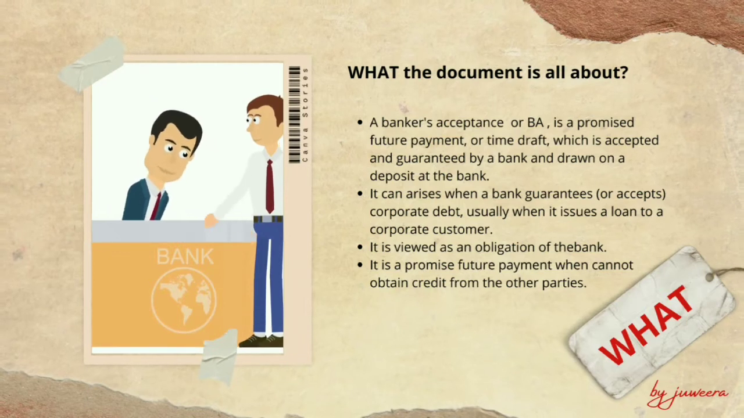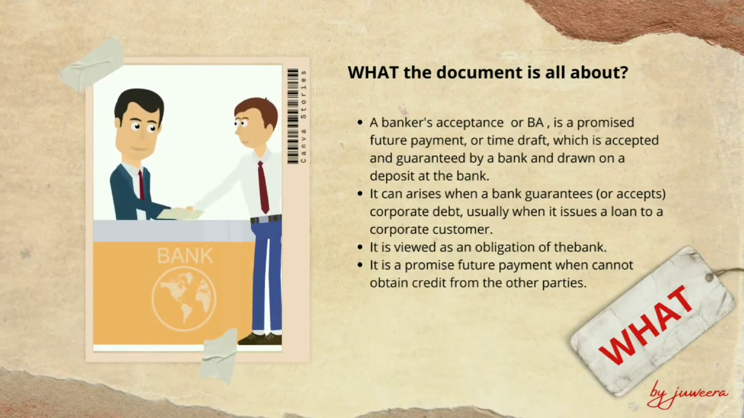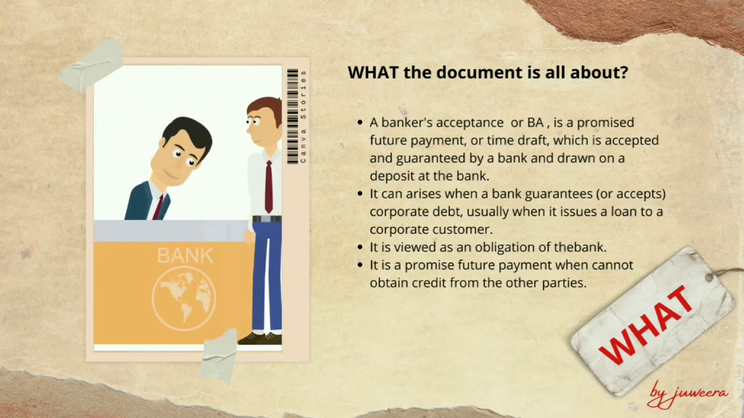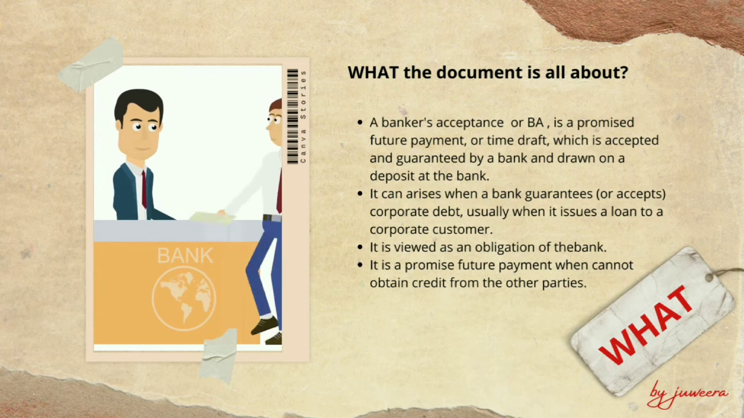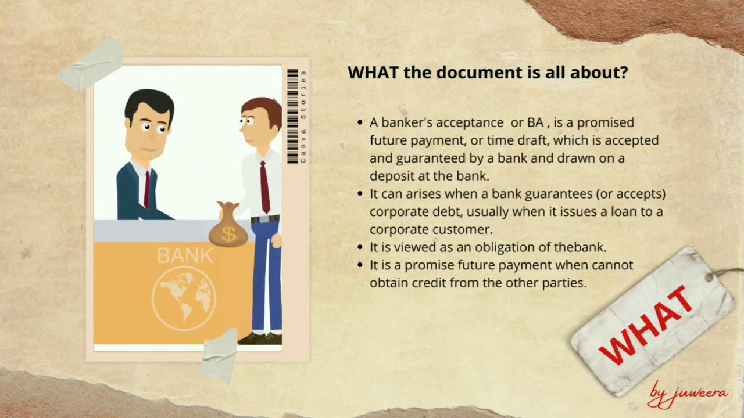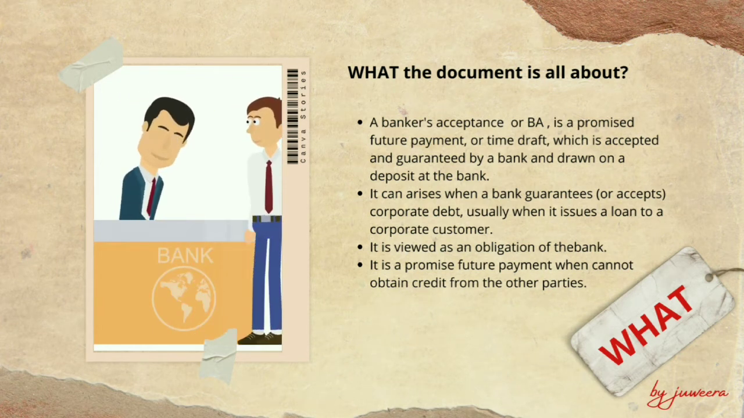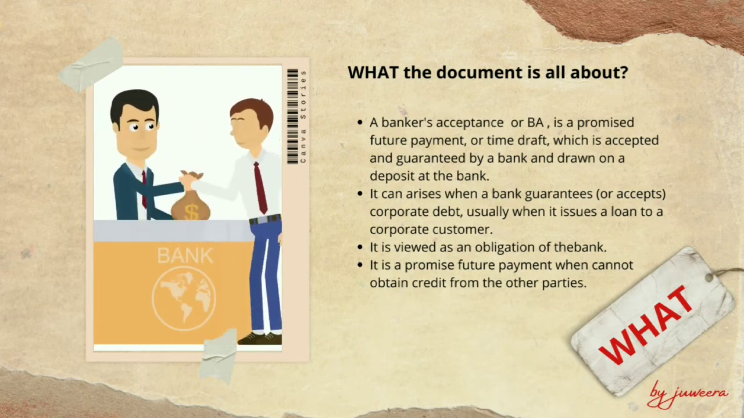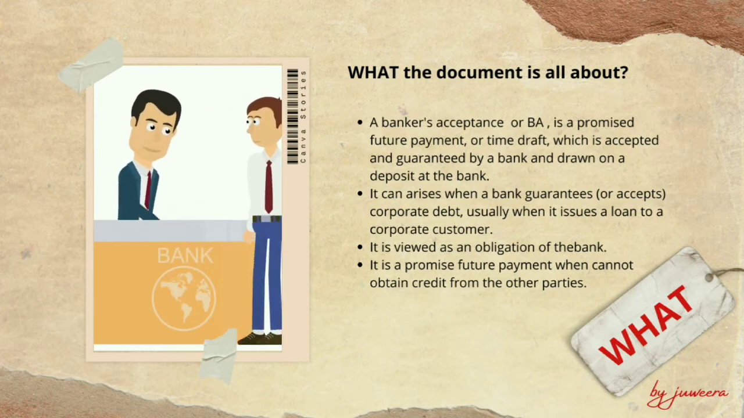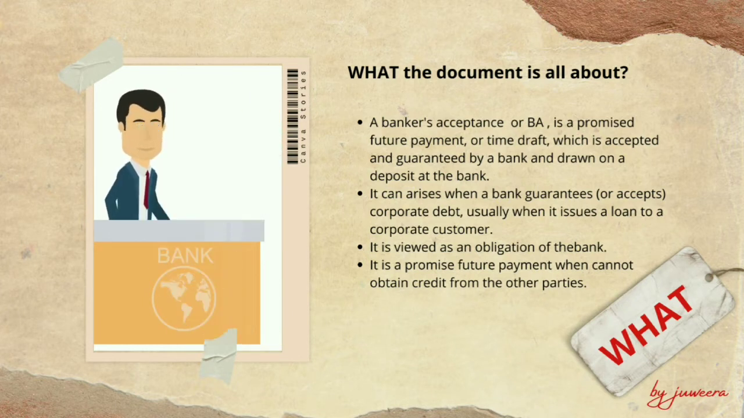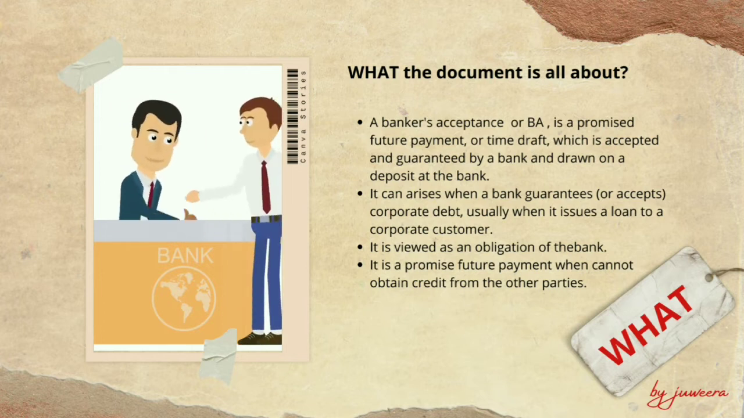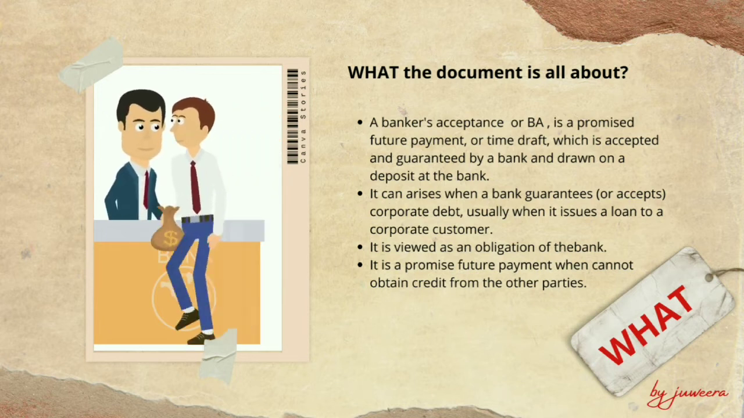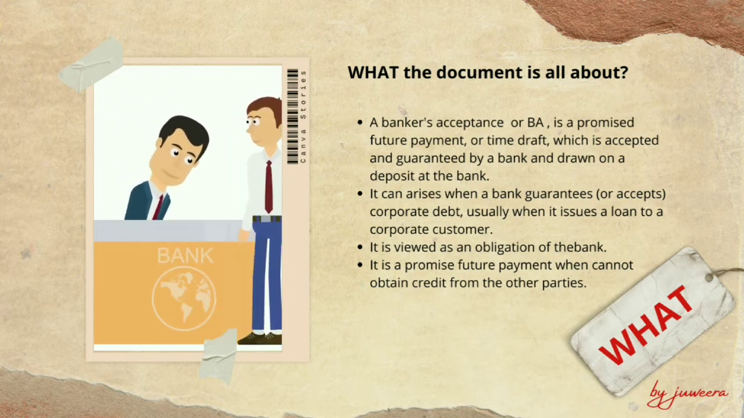A banker's acceptance or BA is a promised future payment or time draft which is accepted and guaranteed by a bank and drawn on a deposit at the bank. It can arise when a bank guarantees or accepts corporate debt, usually when it issues a loan to a corporate customer. It is viewed as an obligation of the bank. It is a promised future payment when one cannot obtain credit from the other parties.